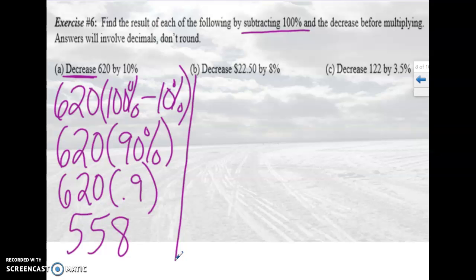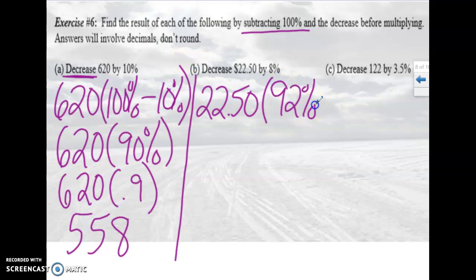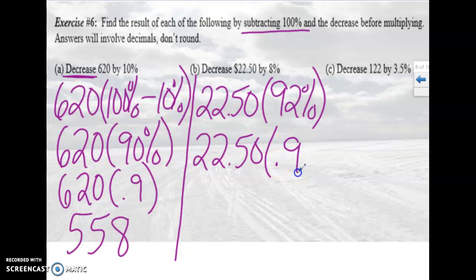Well, I'm going to kind of skip the subtraction step. The starting amount is 2250. I can do this. You should be able to do this. 100 minus 8. How about 92%? So we're going to skip that subtraction step, just because it's extra writing, things that I can handle, why not? I am going to change this to a decimal, 0.92, multiply it up.